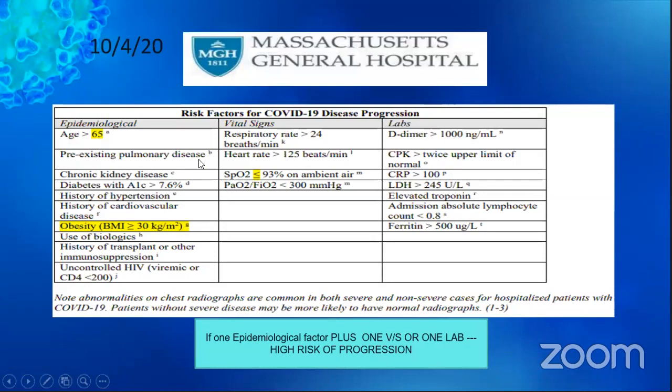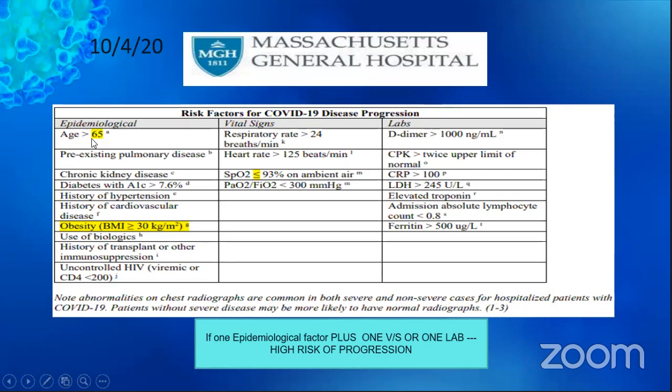So these three, A, B, and C, were modified and classified and presented in a good tabulated way by the Massachusetts General Hospital guidelines. And they say that if one epidemiological factor is present along with one of the vital signs factors, or one epidemiological factor with one lab factor, then there's a high probability that the patient's chest infection will worsen and there will be a high risk of progression. What are these epidemiological factors?